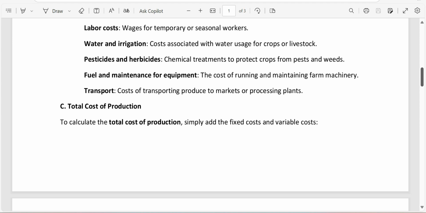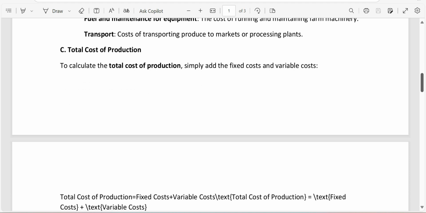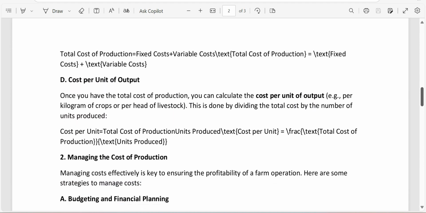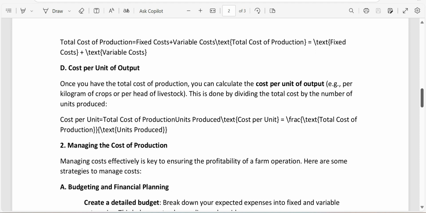C. Total cost of production. To calculate the total cost of production, simply add the fixed costs and variable costs. Total cost of production = fixed costs + variable costs.